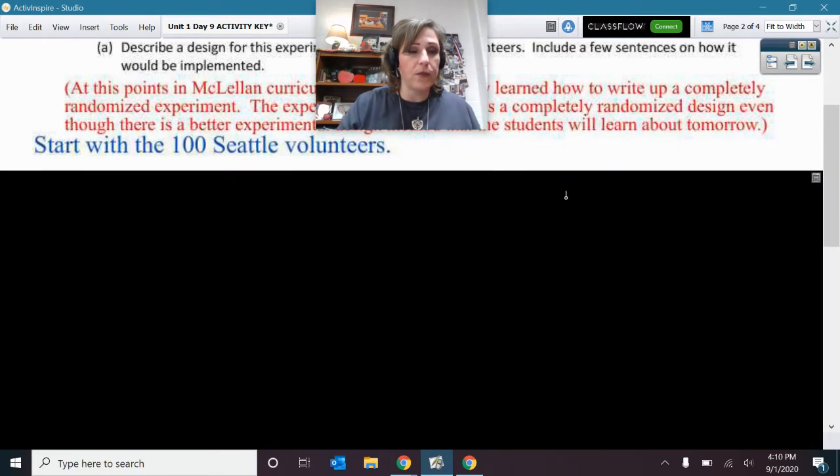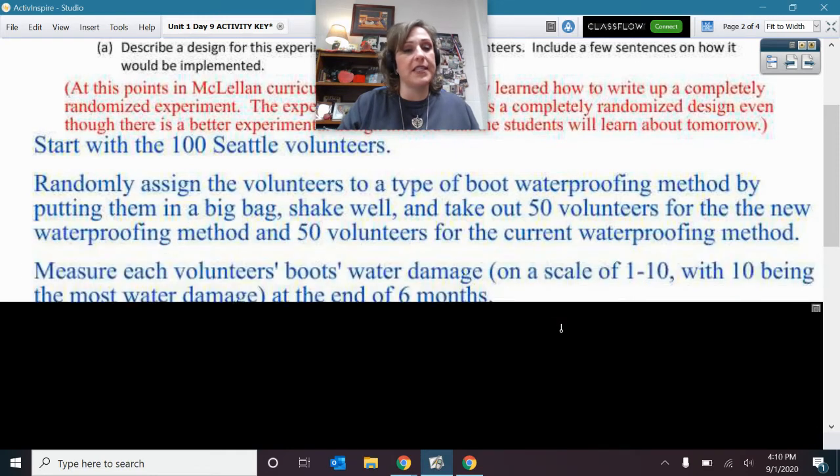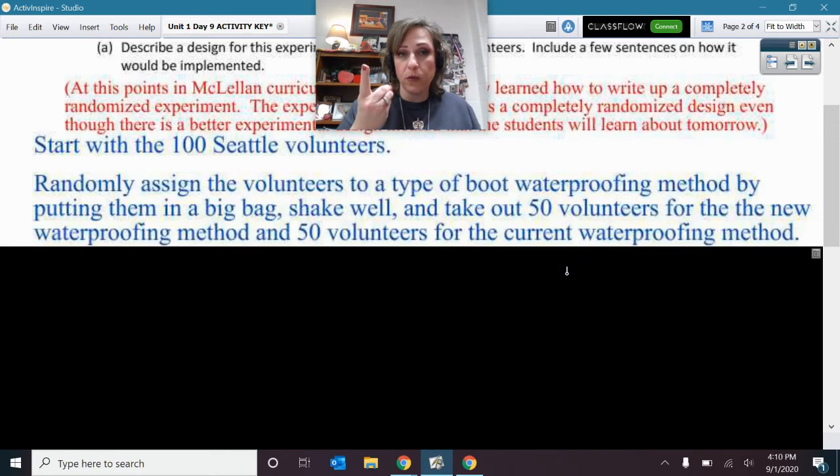So here we go. We're going to start with our 100 Seattle volunteers. Here, I randomly assign the volunteers to the type of boot waterproofing method by putting them in a big bag, shaking well, and taking out 50 volunteers for the new waterproofing method, that's the treatment, and 50 volunteers for the current waterproofing method. It's my R, my asterisk, and my T for treatments.